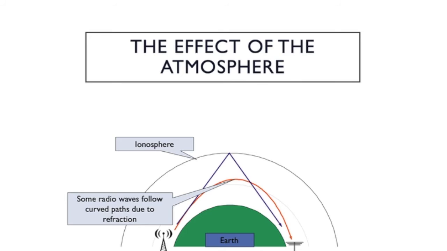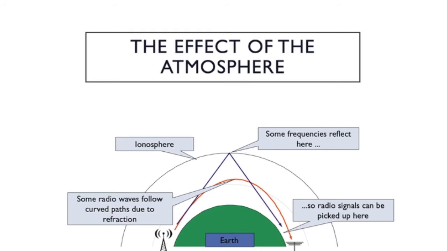There's a part of the atmosphere called the ionosphere, which is full of ions. Radio waves are made up of electromagnetic fields that will reflect off the ionosphere. Some of those frequencies reflect. We can reflect radio waves off the ionosphere so that they can go large distances around the world.